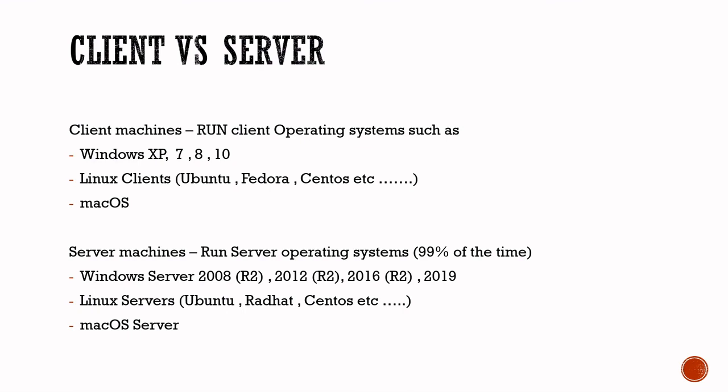If I want to recap this slide and what is the main difference, a server is there to provide a service to the environment. It's always running. It's not something that you would necessarily log into. It's a machine that might be in a server room. It might be in the cloud somewhere in a remote data center and is there to provide a service.